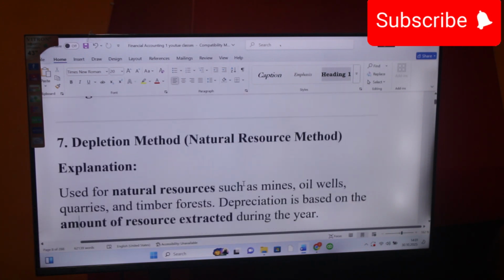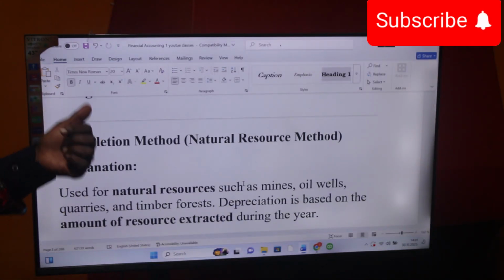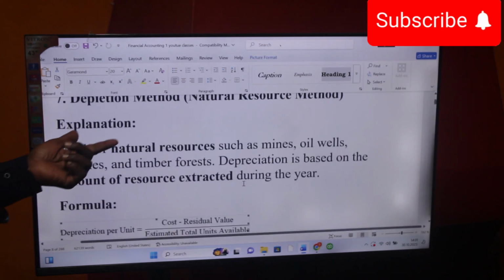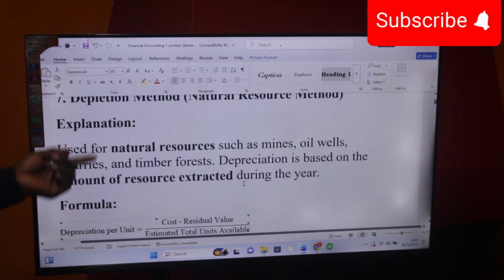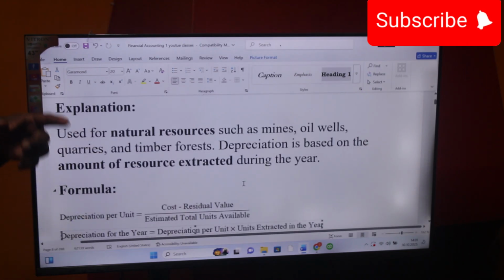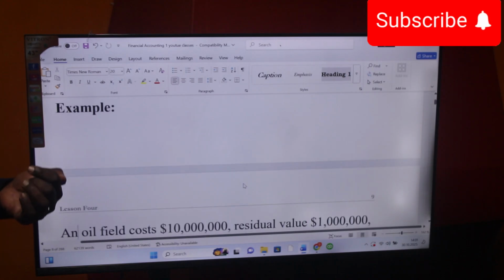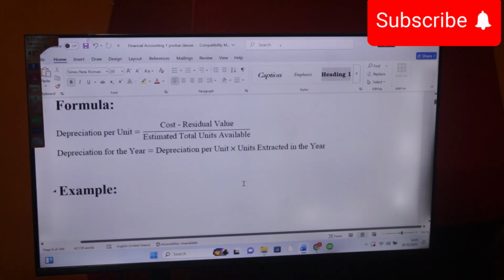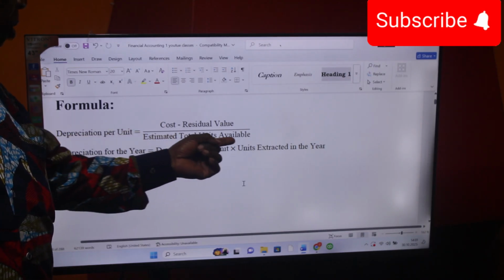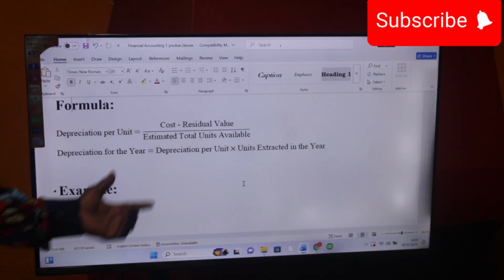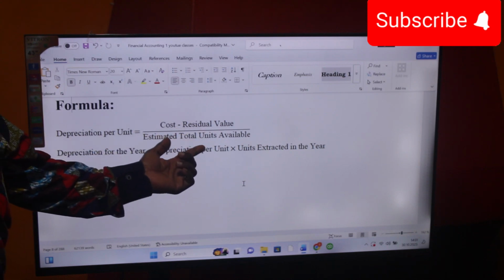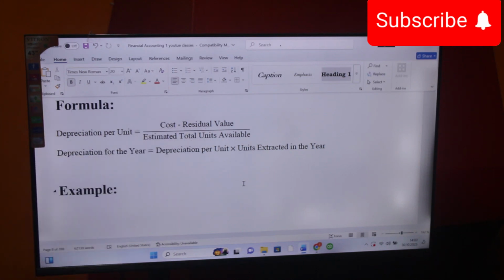Now, finally, the depletion method of depreciation. This one is usually used when you're dealing with natural resources, such as mines, oil wells, quarries, timber forests. Depreciation is based on the amount of resources extracted during the year. We estimate the total amount of resources that are available, and then we get the residual value and divide by the estimated resources available, the number of units available. We get the depreciation per unit.